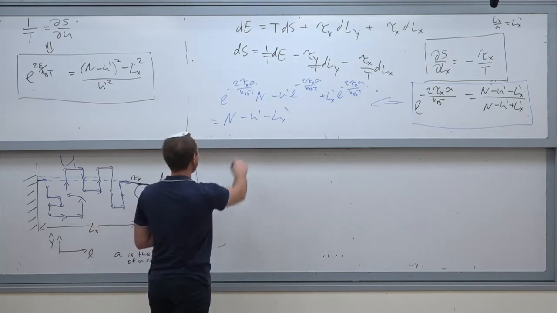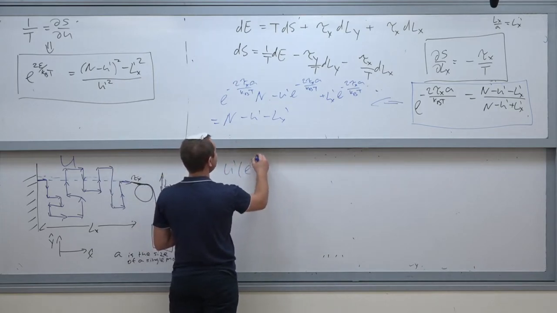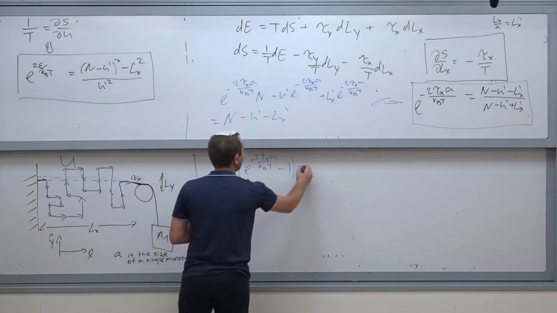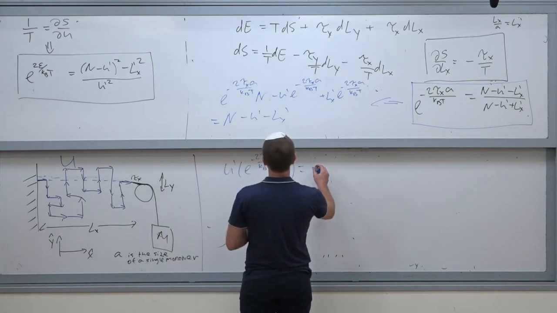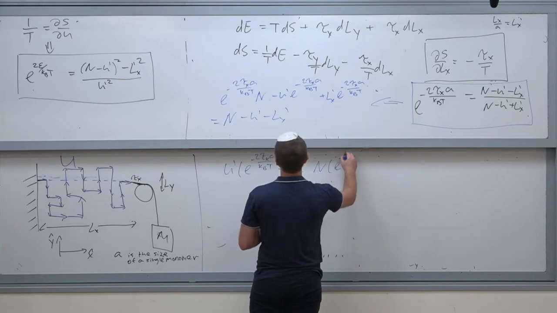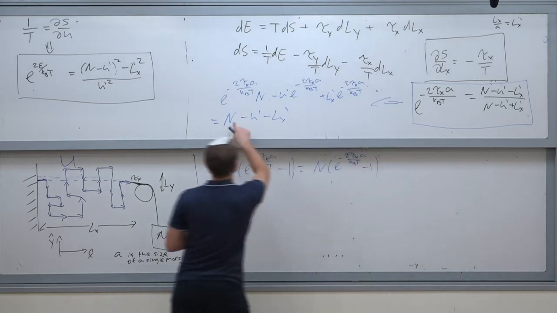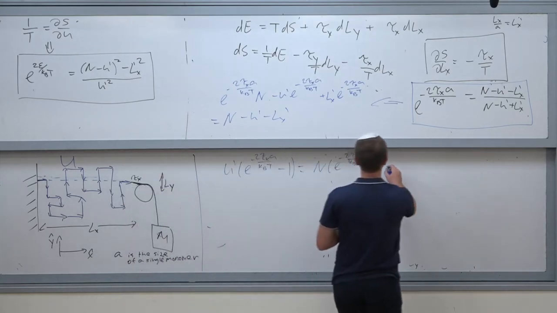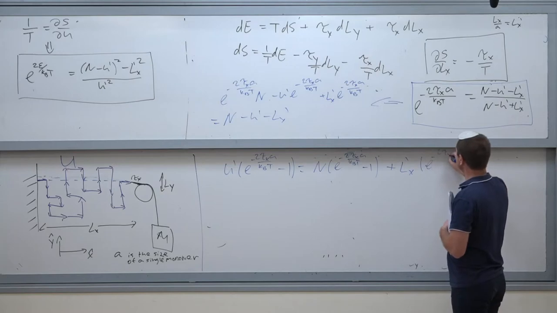So we go over here and we say that u prime of e to the power minus 2 tau x a divided by k Boltzmann T minus 1 equals whatever is left. And whatever is left is n multiplied by e to the minus 2 tau x a k Boltzmann T minus 1. So we take this term and drag it to the left. And we also have plus Lx prime multiplied by e to the power minus 2 tau x a divided by k Boltzmann T plus 1.